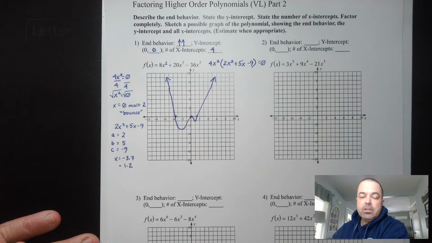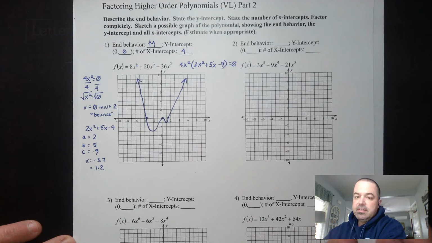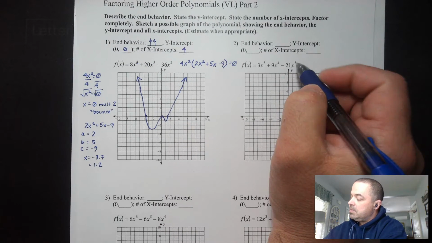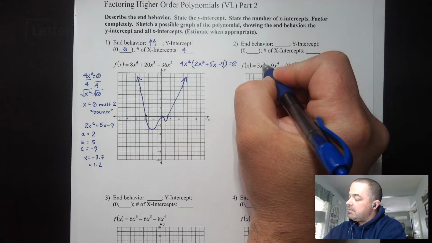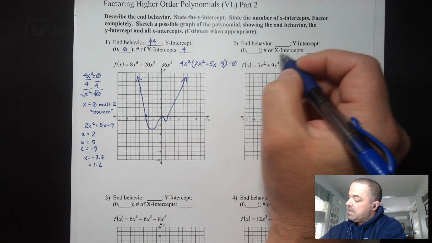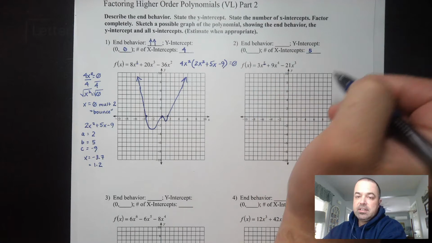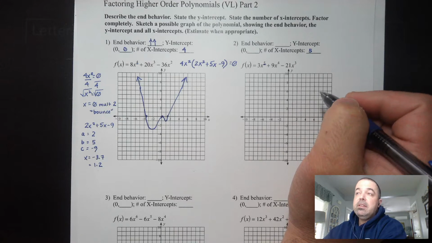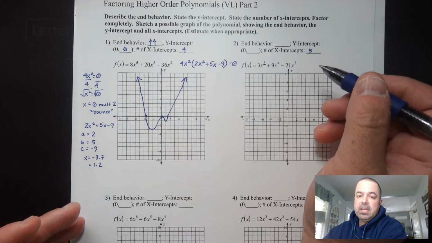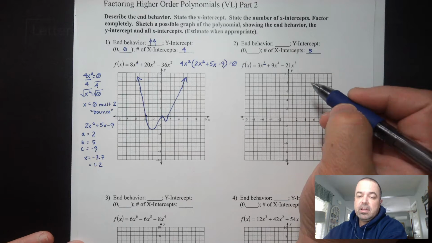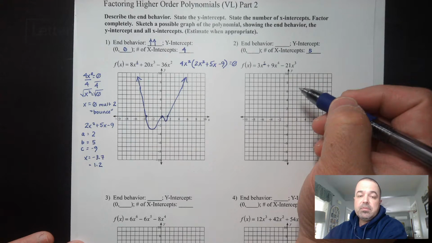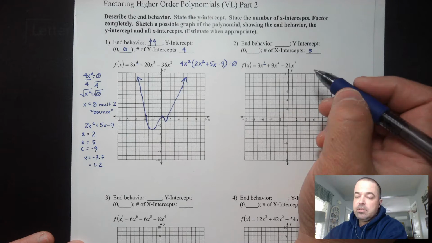Okay, so let's look at number 2. Number 2, 3x^5 plus 9x^4 minus 21x cubed. So let's go about it the same way, x to the 5. So that means I'm expecting 5 x-intercepts. So it should cross the x-axis 5 times. Now remember, that includes both throughs, meaning we have an odd root, or it could be a bounce, in that we have a multiplicity of the same root. So just keep that in mind.